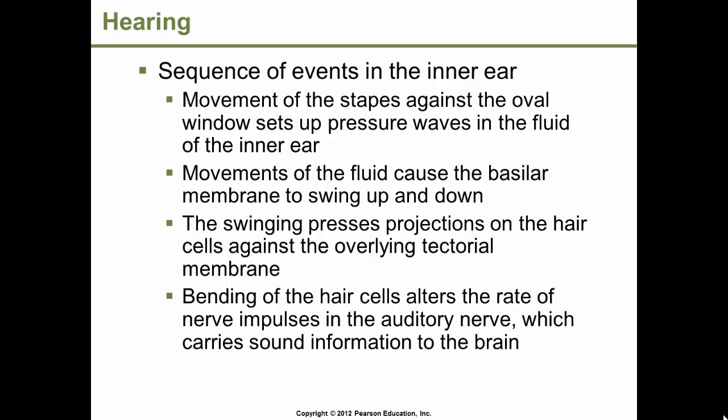In the sequence of events that occur in the inner ear, the movement of the stapes against the oval window sets up pressure waves in the fluid of the inner ear. The movements of this fluid cause the basilar membrane to swing up and down. The swinging presses projections on the hair cells against the overlying tectorial membrane. The bending of the hair cells alters the rate of nerve impulses in the auditory nerve, which then carries this information to the brain.